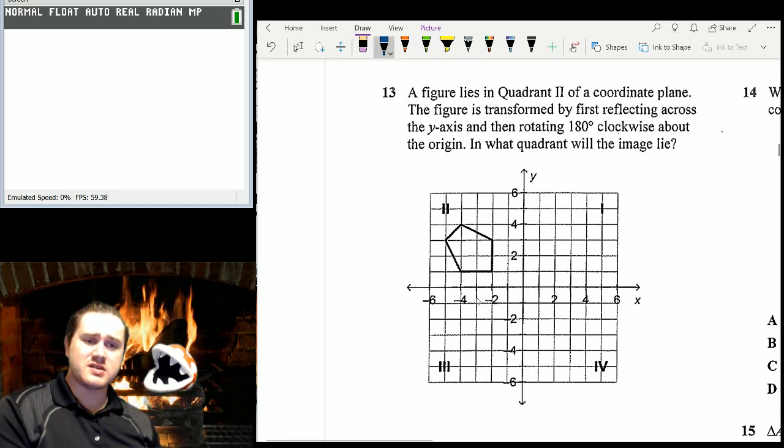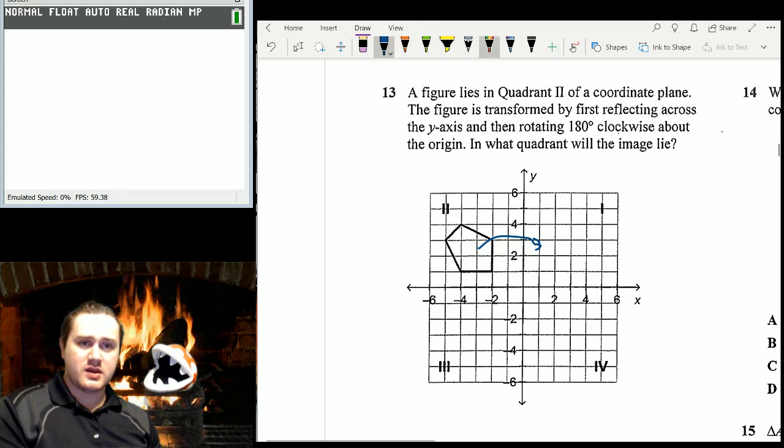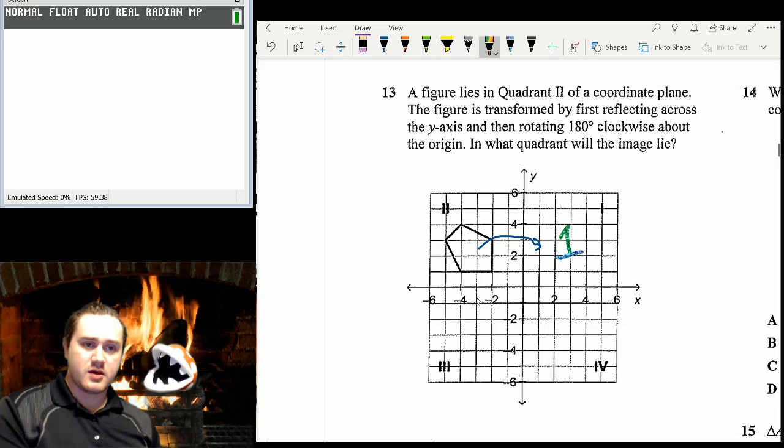So basically all this is we have a figure that's actually drawn on here, but we're really just moving it. So we got to figure out where we move it to. So if we do a reflection over the y-axis, we're flipping over the y-axis. So it ends up moving into quadrant 1 to begin with. But we're not done with it there, because after we've moved it to quadrant 1, we want to do a rotation of 180 degrees clockwise.